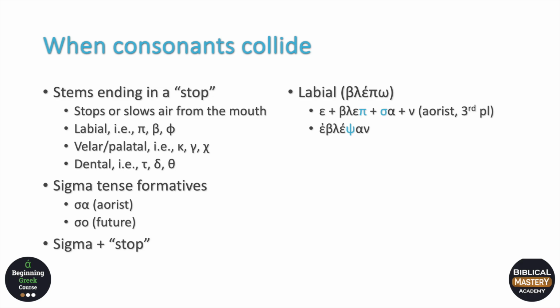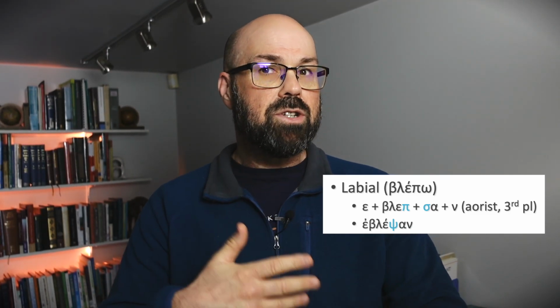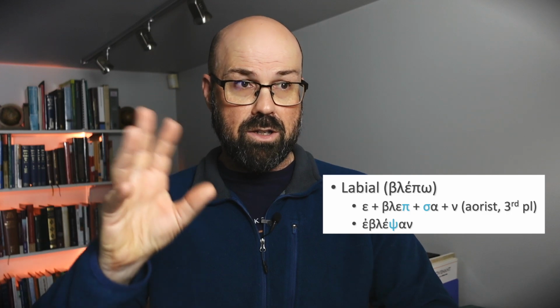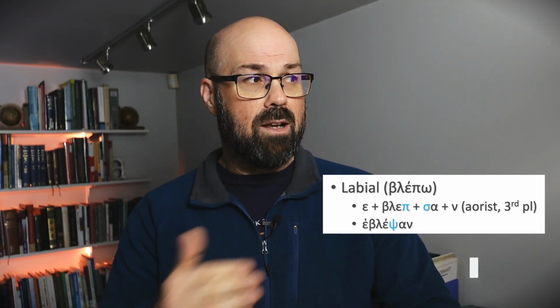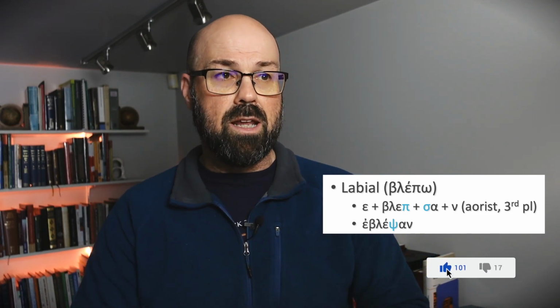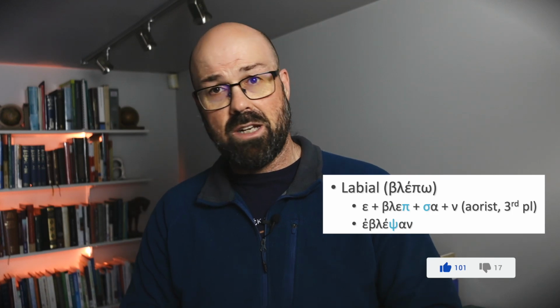Now, blepo is one of those nice words that has the same root in the aorist as it does in the present stem. And so when we put this in the aorist, the epsilon goes on the front because we're using, in this case, a third person plural secondary ending. That's the nu, right? And then we get the stem, which is blep. Okay, it's just the root in the aorist. And then the sigma alpha tense formative.